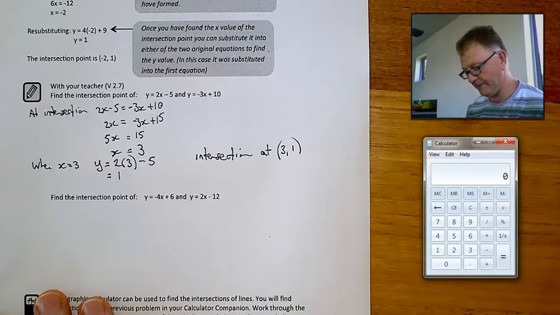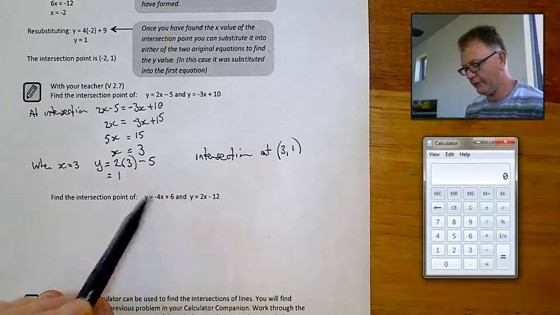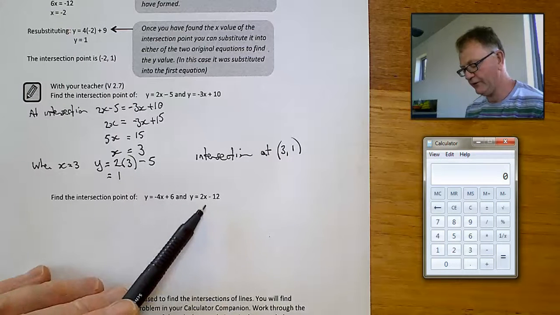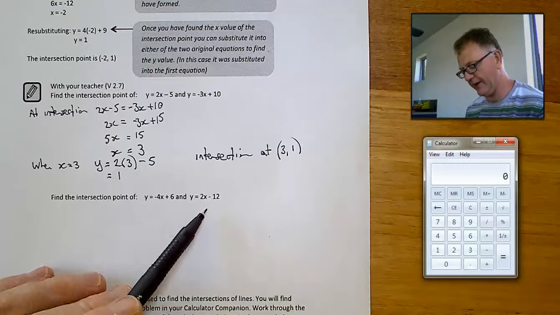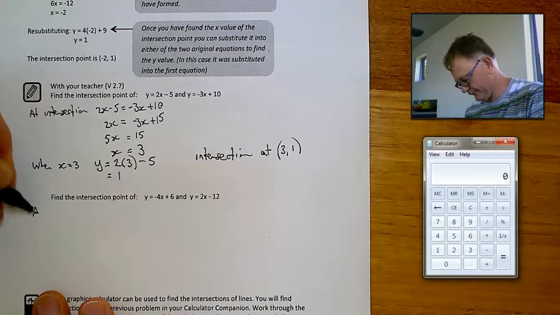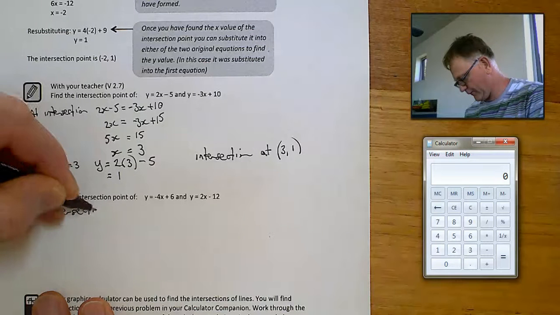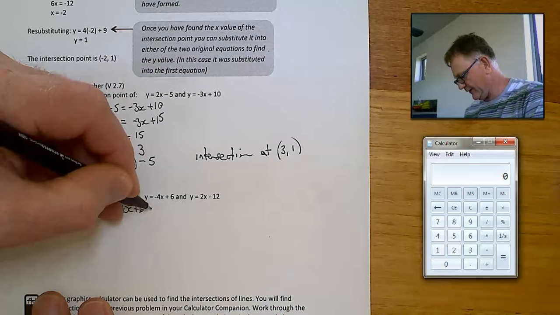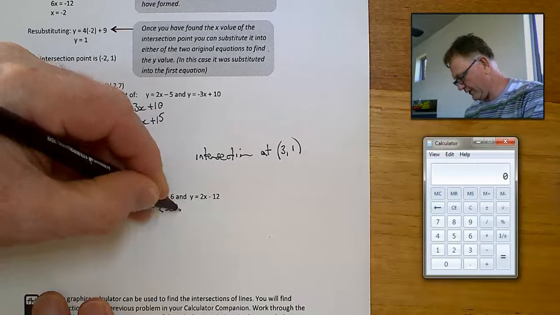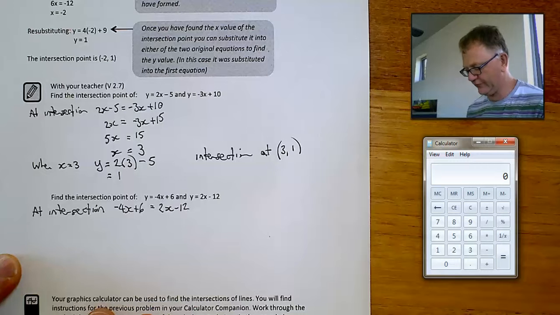Let's do another one. They're both in the form y equals ax plus b. So if y equals this and y equals that, it's fair enough to say that at the intersection this and that are equal. At the intersection point, negative 4x plus 6 is equal to 2x minus 12. Okay, solve the equation, shuffle it round until we get x equals something.